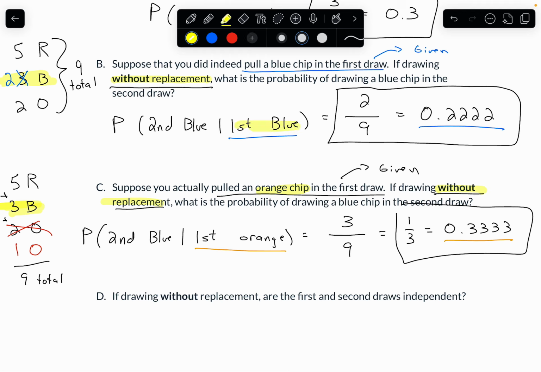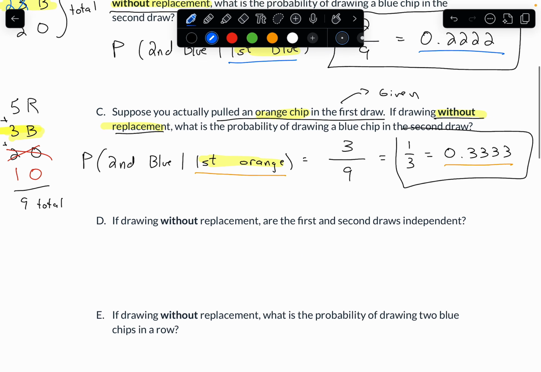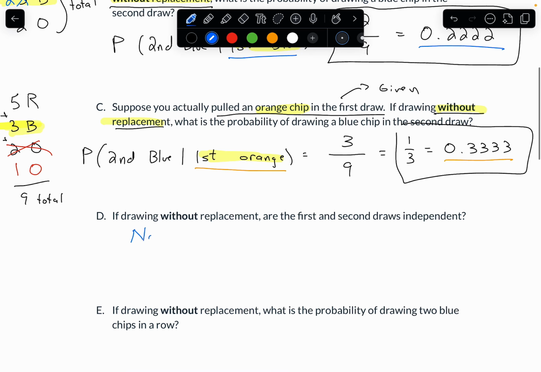Knowing that the first one was blue versus the first draw was orange changes the probability of the second draw being blue. So that does in fact matter. So that means that, no, they are not independent. If you wanted to use a different word, you could say dependent. I'm not a big fan of that word when we're talking about this. You could also say they are associated or something like that.